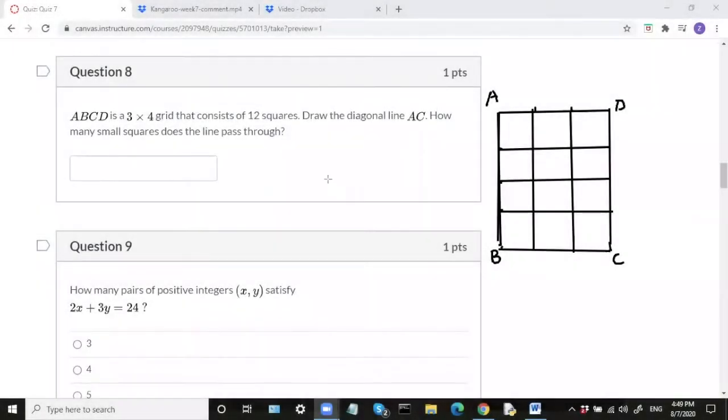Problem 8. ABCD is the 3 times 4 grid that consists of 12 squares. Draw the diagonal line AC. How many small squares does the line pass through? Okay, so ABCD is a 3 times 4 grid here. So let's draw the diagonal line AC.